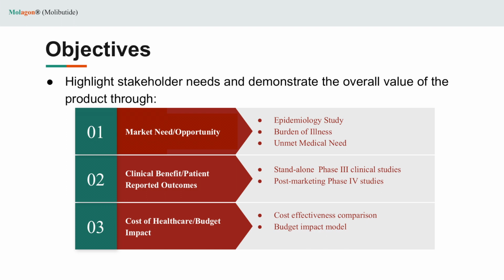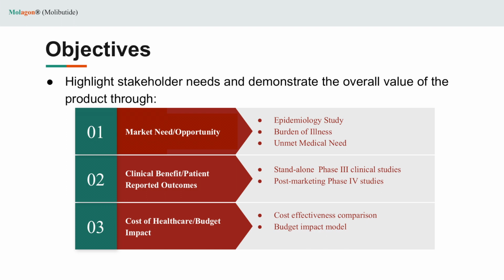First, we will be addressing the market need and opportunity of molybutide. This will show stakeholders why there is a need for this drug and how it can fill in the holes of current treatment therapies and guidelines. We will get into more detail in the later slides on how this will be highlighted, but this plan will include having an epi study, understanding the burden of uncontrolled type 2 diabetes, and why there is an unmet medical need. Then, going beyond the clinical trials and their endpoints, we will need to show the clinical effectiveness of molybutide.